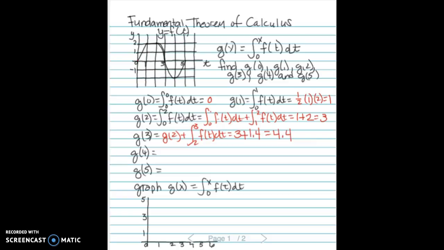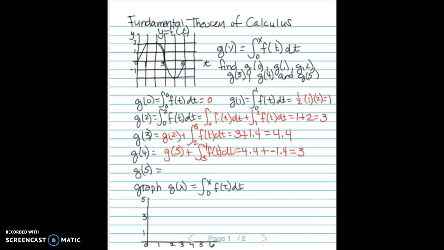Now our g of 4 is equal to g of 3 plus the integral from 3 to 4 of f of t dt. And now we know that g of 3 is 4.4. And we're adding that. Well, we notice from 3 to 4 we're now going below the x-axis, so we're adding a negative. And it looks to me like the interval between 3 and 4 has about the same area as the interval between 2 and 3. So I'm going to use a negative 1.4. And 4.4 plus a negative 1.4 is 3.